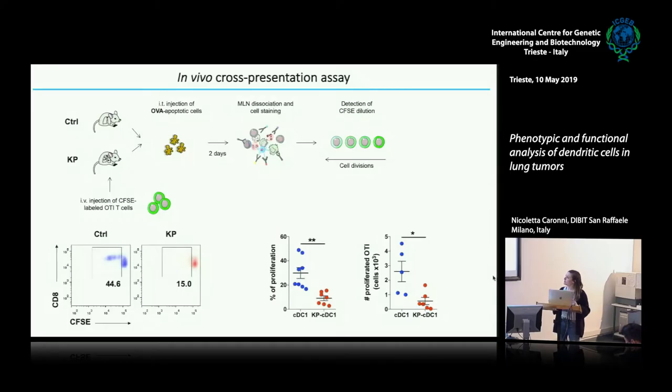As you can see by the plot and also by the graphs here, the histograms, almost 50% of the T cells in control mice proliferated. So this is the unproliferated one, and here you can see 1, 2, 3, maybe 4 cell divisions. On the contrary, only 15% of T cells in KP bearing mice were able to proliferate, indicating that there is a lack of proliferation of OT1 in these mice, so a lack of presentation by dendritic cells.